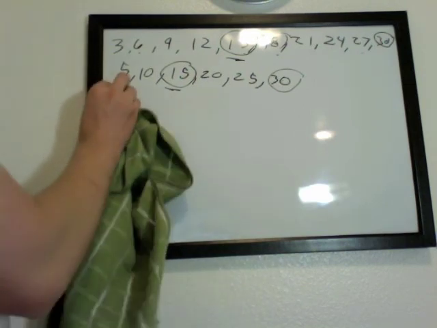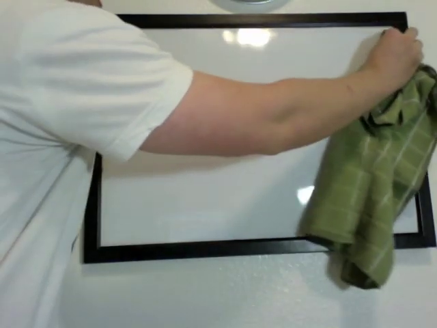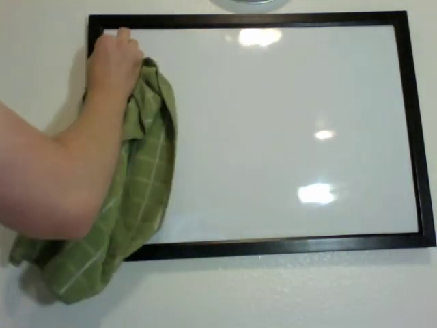So that's what they call the least common multiple. It wouldn't be the 30 because if you see the 15, it's more common. It's just the lower number that they have in common.